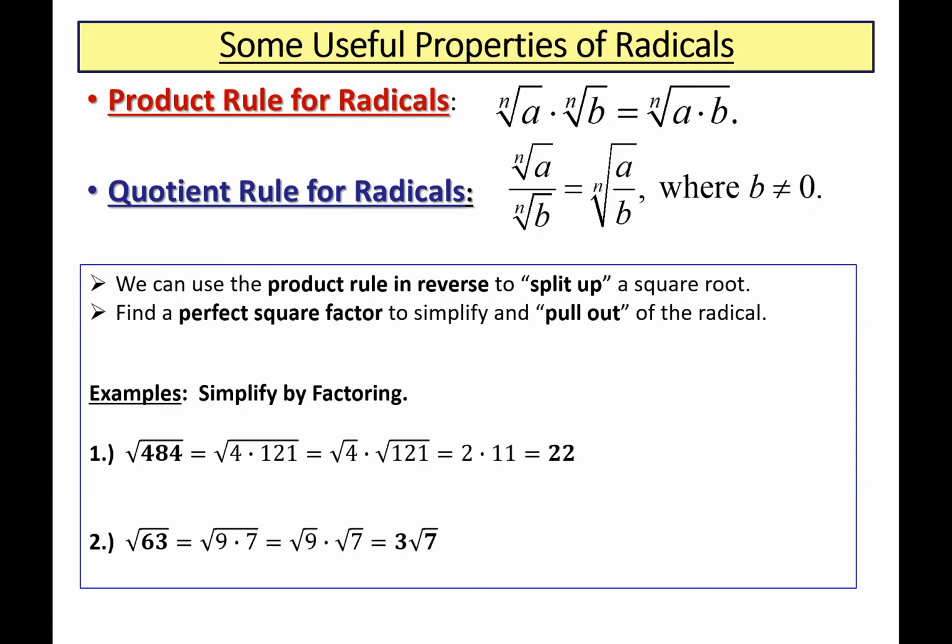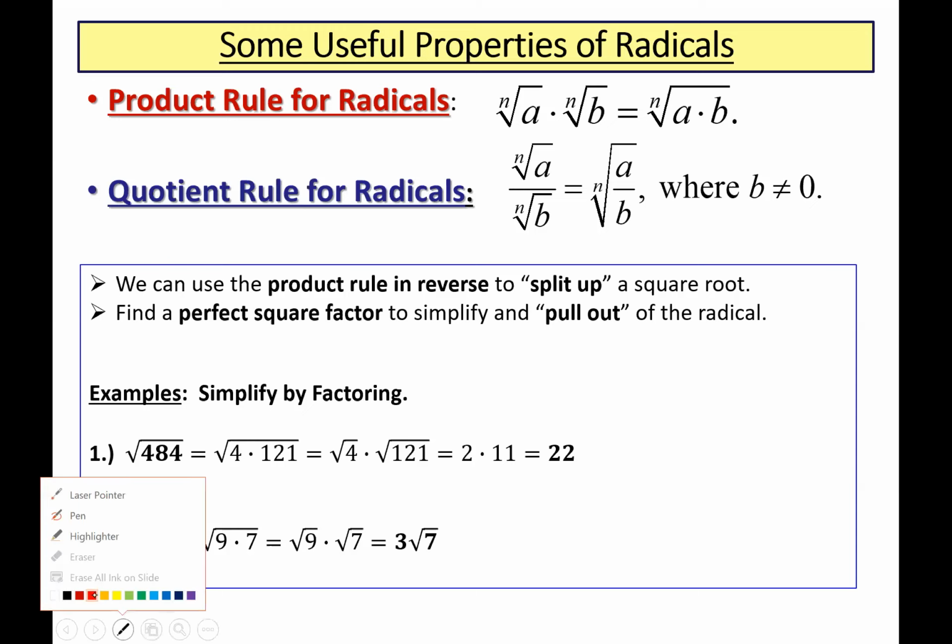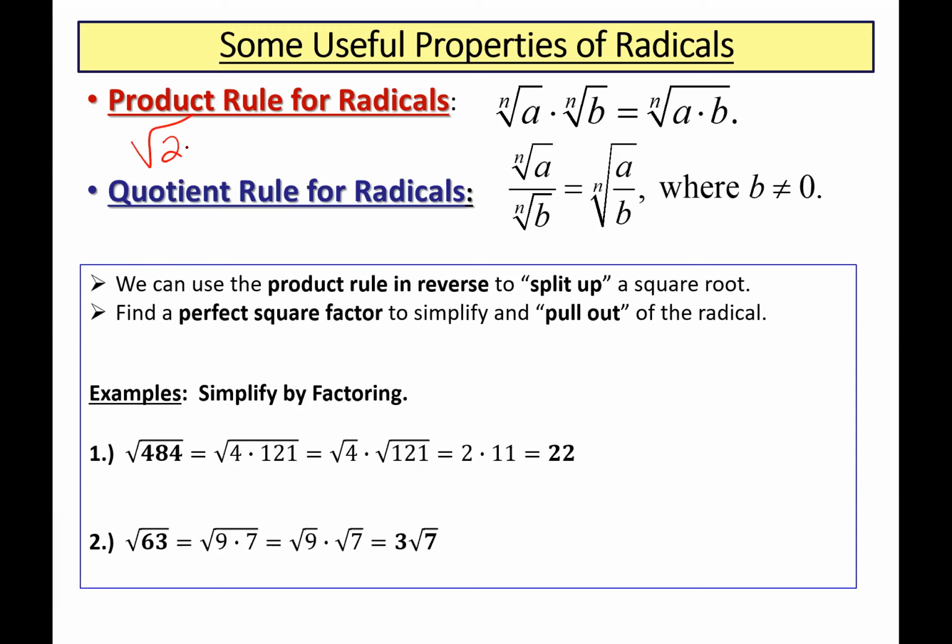So the nth root of A times the nth root of B is equal to the nth root of A times B. Again, n can be anything. In this case, we're just focusing on square roots. So the square root of a number times the square root of another number, you join them together into one square root and multiply them. For example, the square root of 2 times the square root of 3 is equal to the square root of 2 times 3, which is the square root of 6. That's just a quick example using the product rule.